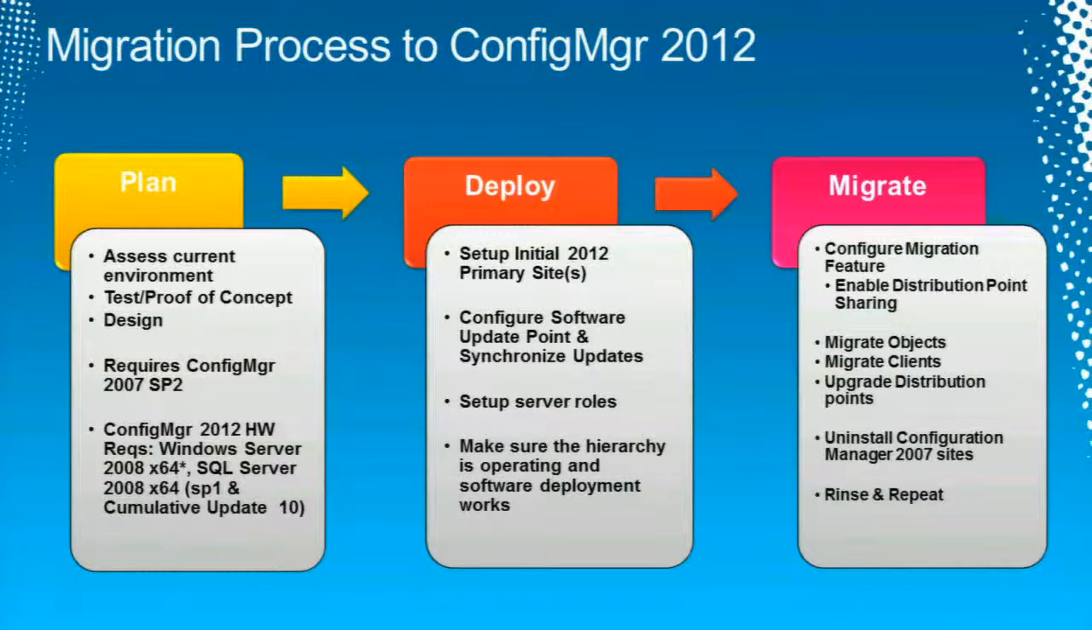You enable distribution point sharing so that 2012 clients can get content from 2007 DPs, if you want that feature. You migrate over the objects you want, migrate over the clients you want, and then upgrade those distribution points. Again, that just removes them from the old database and adds them to the new database, and the content stays there, so you don't have to redeploy the content over the wire. When you're all done, you cancel the mapping between those sites, and then you uninstall your old 2007 environment. Then, as he says, rinse and repeat. You go through that for each of the different sites in your hierarchy, and each of the different hierarchies you want to migrate, because you may have multiple hierarchies in your environment. So that's the general process flow.